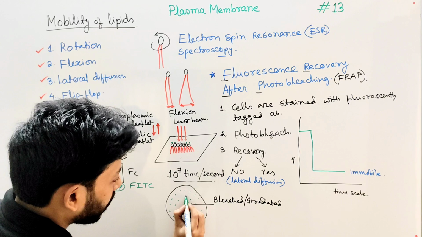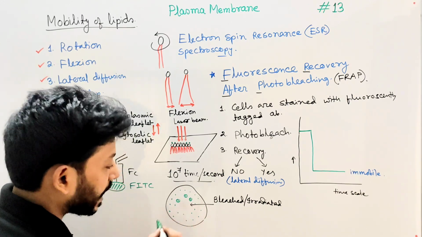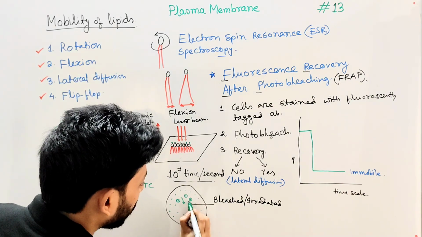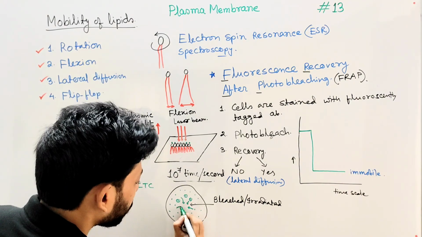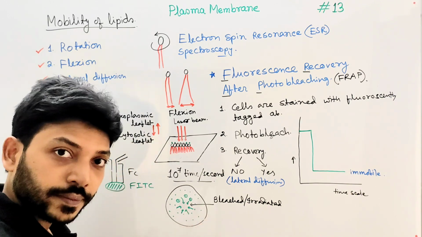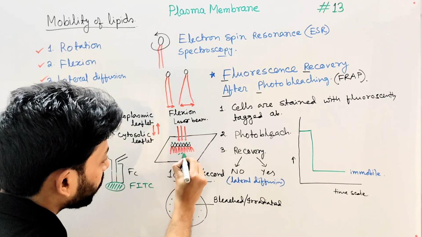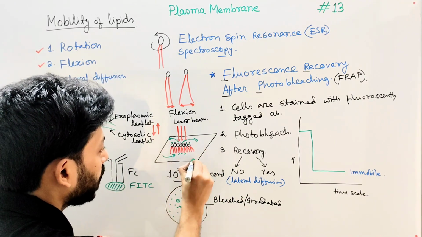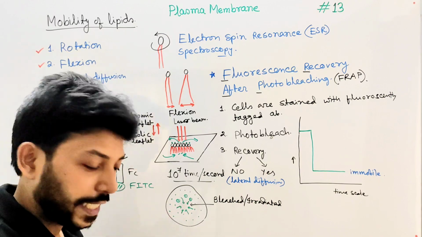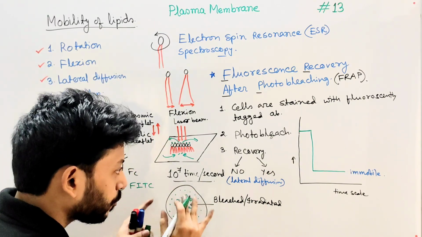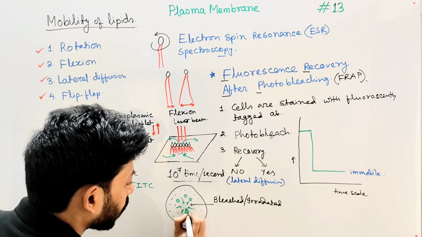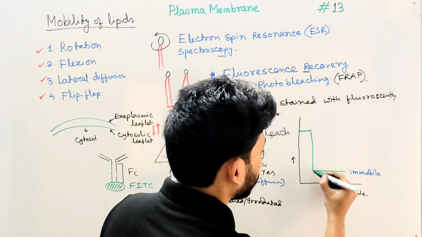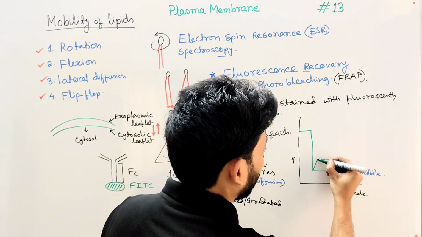The lipids that have the fluorescent tag antibody will diffuse into the bleached area, and from the unbleached area, these lipid molecules will diffuse away. So some will diffuse away and some will diffuse into this bleached area. After some time, you will find that some lipid molecules are actually coming here. Now if the recovery occurs, then we will see the fluorescence coming up and up.